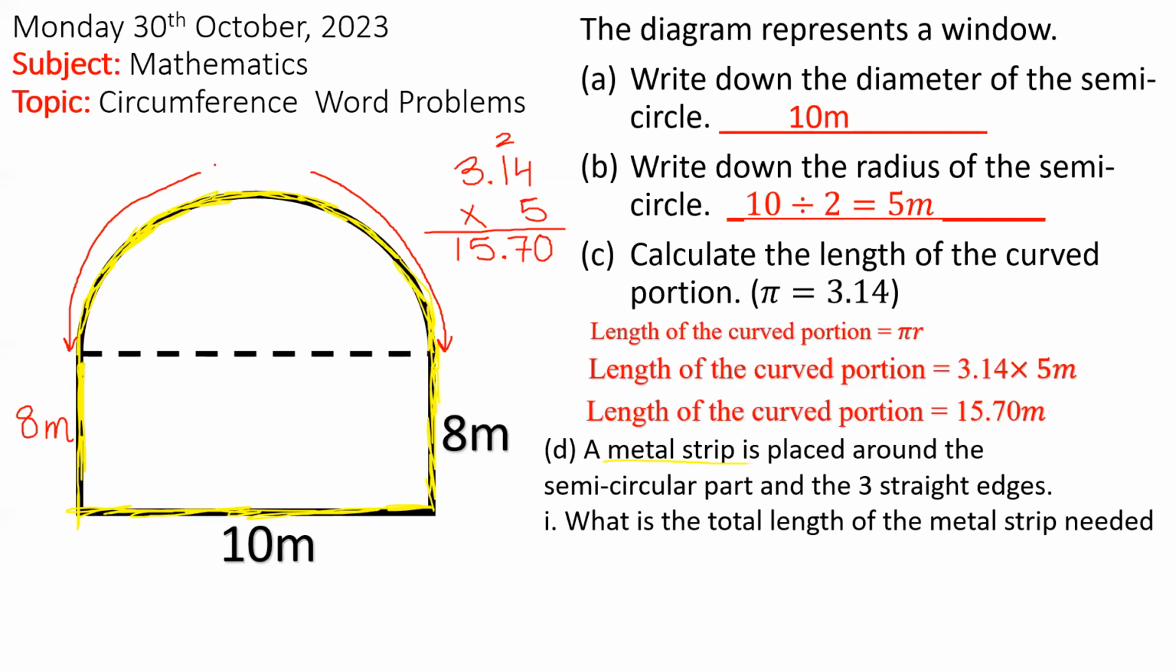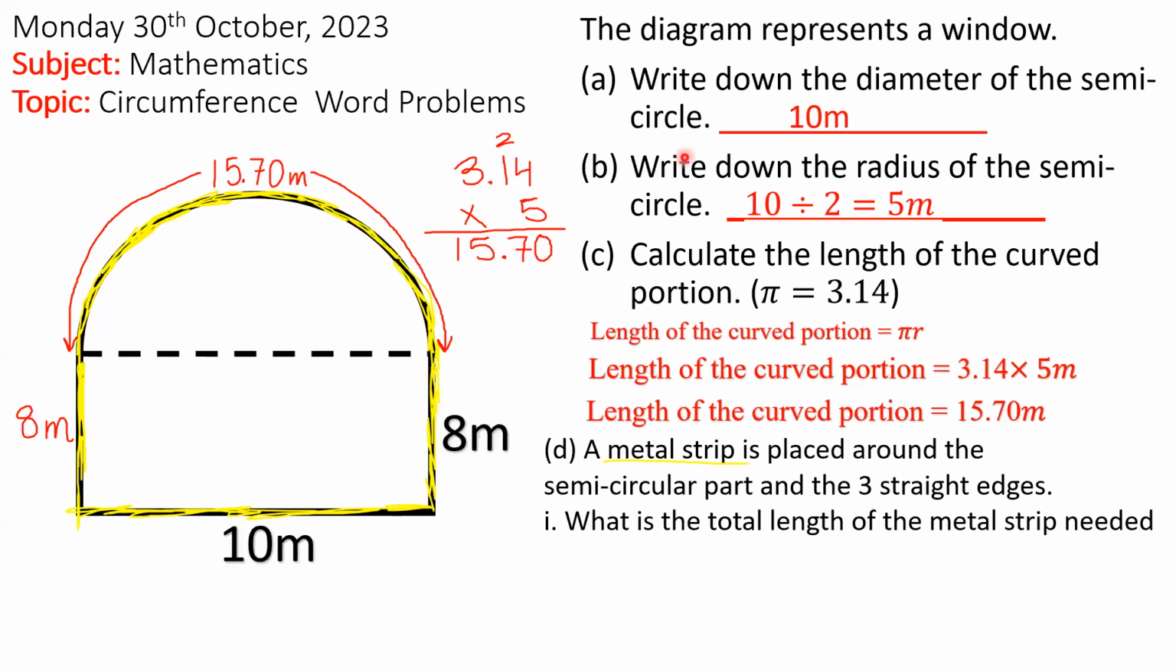15.70. Very good, 15.70. Okay, so 15.70 meters is the distance of this semicircle, the semicircular portion. That's 15.70. And then we know that 8 meters is this distance. And then we know that 10 meters is that distance. And then we know that 8 meters is this distance.